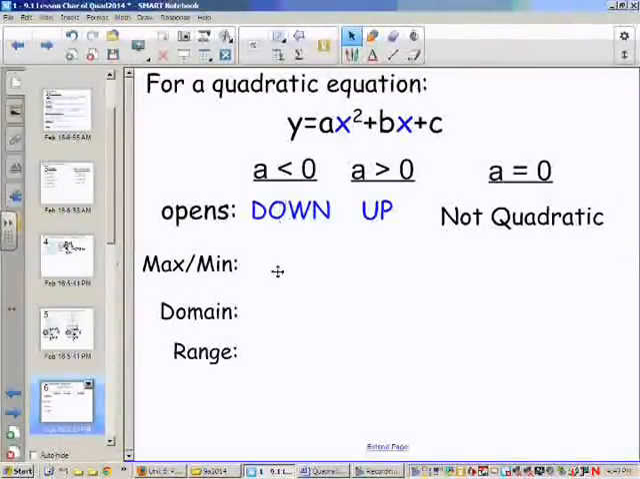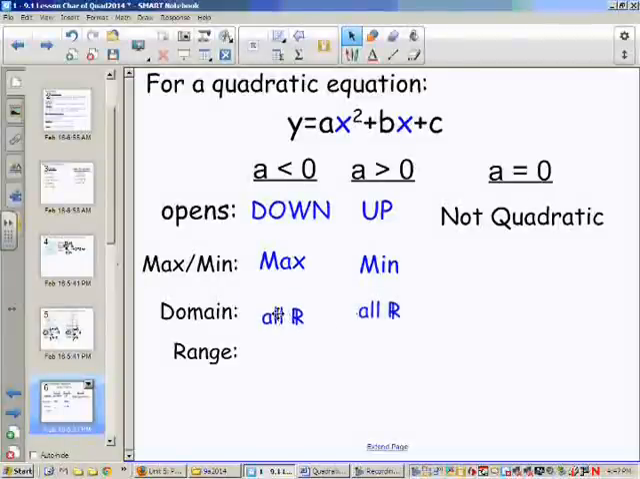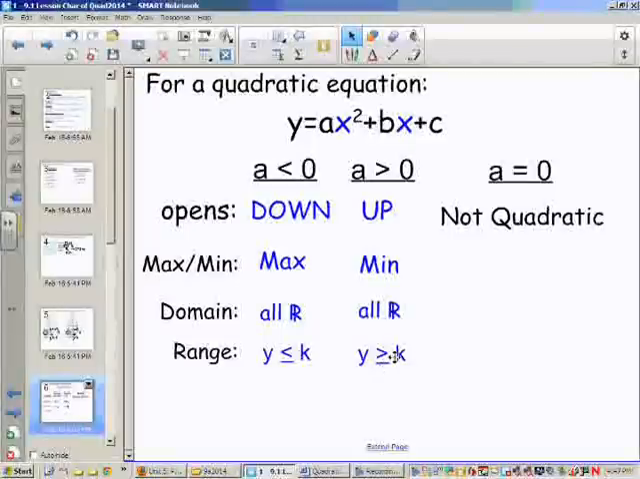If this parabola opens down, that means it's an upside down u. You'll have a maximum. Likewise, if it opens up, meaning it looks like a u, you'll have a minimum value down at the vertex. The domain is always all real values. And then the range is simply going to be y less than or equal to k. As you recall, a vertex can be written as h comma k. The k is the y value. So if it opens down, k is as high as it gets, and then it comes back down. Likewise, the range is going to be greater than or equal to k. Y is going to be greater than or equal to k if it opens up.